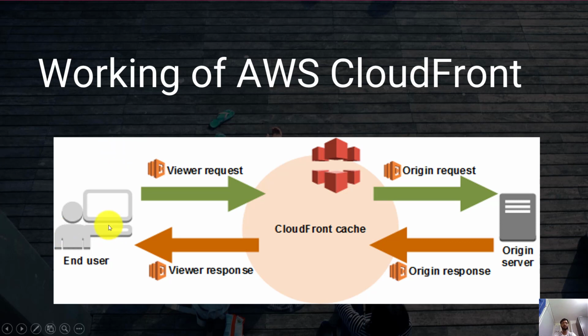At first time the end user will request and the original server will respond. At second time, the cache memory stores the first data and the request is responded to through the cache memory. If the end user does not use that cache memory for a few days, then automatically the cache memory will be erased. A new set of data will be stored in the cache memory in this CloudFront model. This is one of the best models.